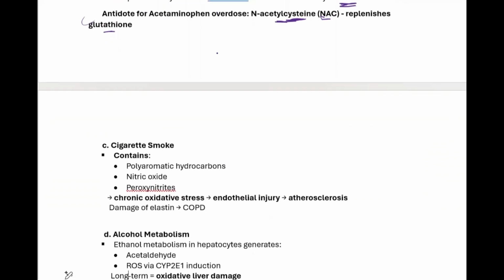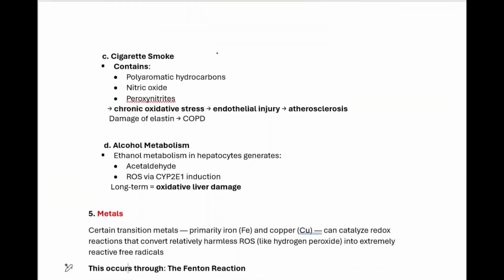Moving on to another source of free radicals, which includes cigarette smoke. Remember, cigarette smoke contains polyaromatic hydrocarbons, nitric oxide, and peroxynitrite. And all this could lead to what? Endothelial injury, and that could initiate atherosclerosis. They could also increase the activity of elastase, which can damage elastin in the lung, and that could lead to emphysema, which is what we see in COPD.